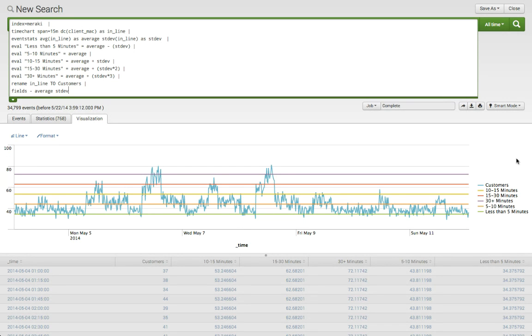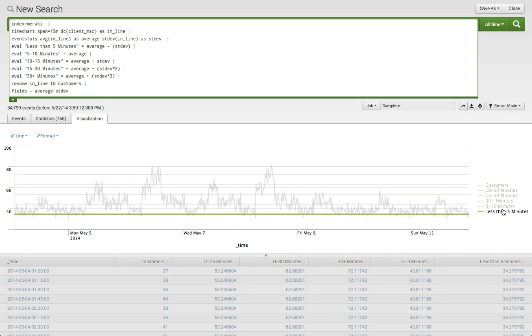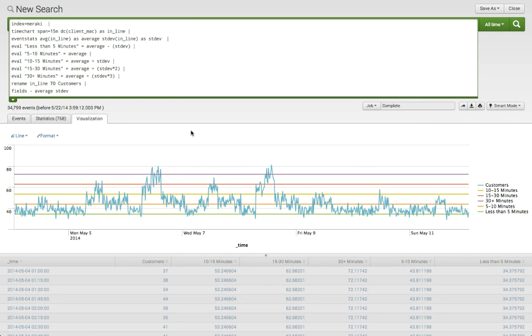So we ended up with a way to visualize the solution, which looks intuitively about right. If you see this few people in line, you have basically no wait, less than 5 minutes, and you can work your way up. This is the 5 to 10 minute line. This is the 10 to 15 minute line. This is the 15 to 30 minute line. And this is the 30 plus minute line. If you're over 3 standard deviations away from the average, you're really getting into your peak hour usage.